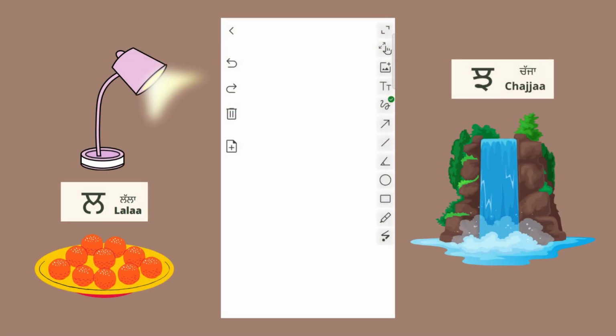Let's take a look at the next set of similar looking alphabets. Here, we start by writing the English letter V. On top of it, we close it with a horizontal line. For the first letter, you write something like an inverted U. The first alphabet is Lalla La, lamp. Lalla La, laddu. And for the second one, you write the number 2 underneath.